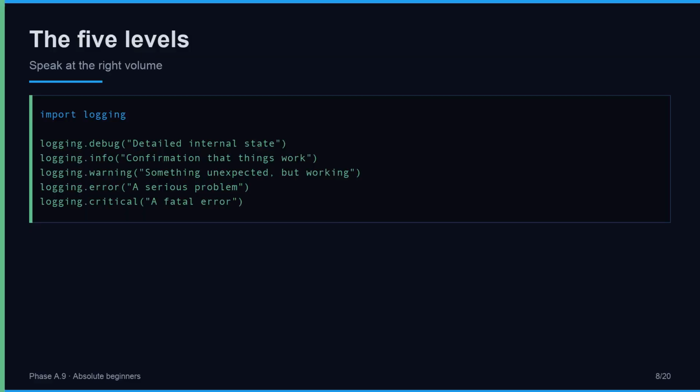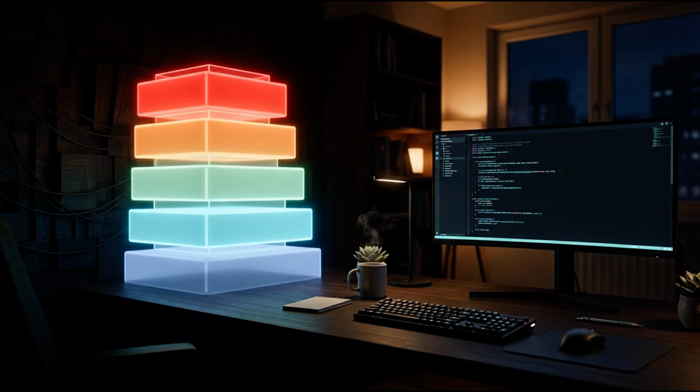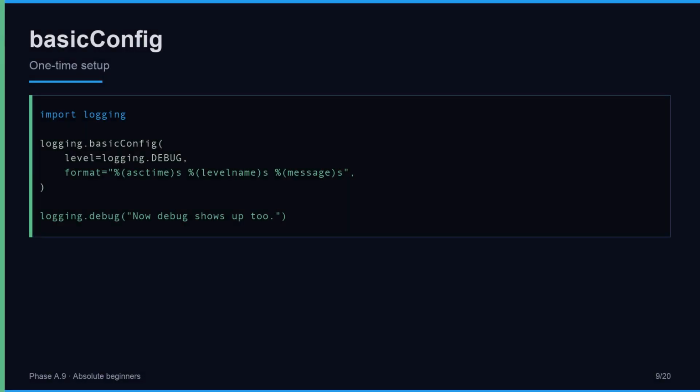5 levels of urgency: debug, info, warning, error, critical. Each level says how loudly to speak. Pick the right volume. Basic config is the one-time setup at the top of your program. Pass level equals logging.DEBUG to show every level from debug upward. Pass a format string to control what each line looks like. The format uses % placeholders, time for the timestamp, level name for the level, message for the text. After basic config, every log call uses this level and format. Call basic config once, at the very top, before any logging calls.